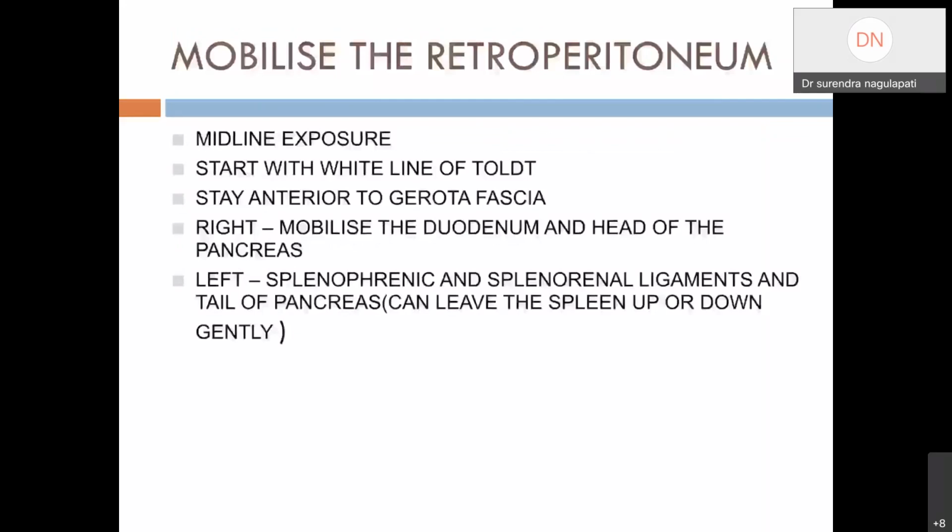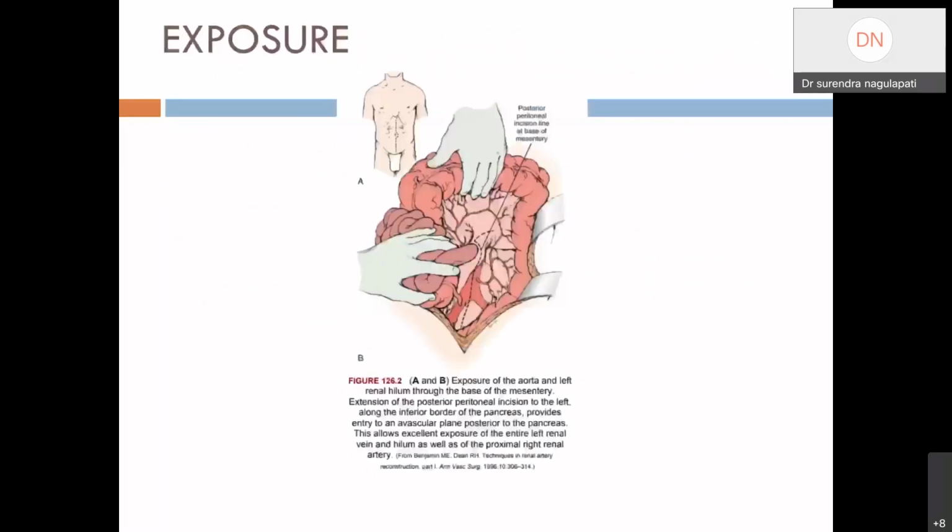Coming to the technique, mobilize the retroperitoneum. We give a midline exposure and start with the white line of Toldt, staying always anterior to Gerota's fascia. For exposure of the right kidney, mobilize the duodenum and head of the pancreas by the Kocher maneuver, and for the left kidney, we mobilize the splenophrenic and splenorenal ligaments and tail of the pancreas. This is the technique showing here.